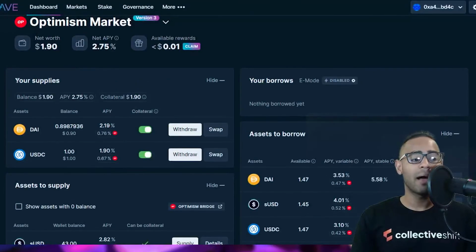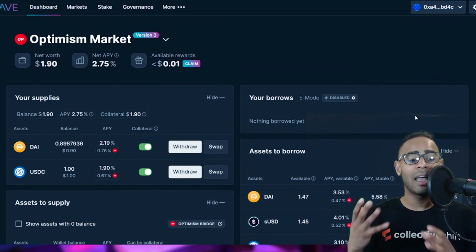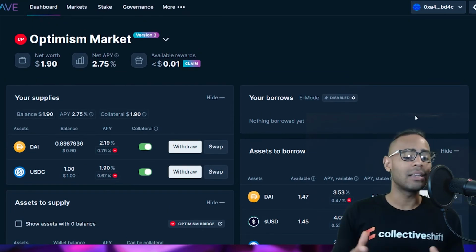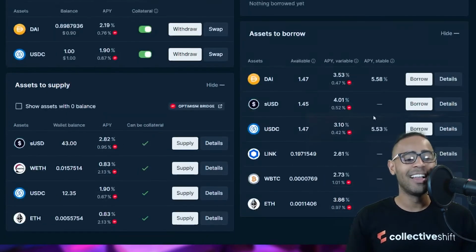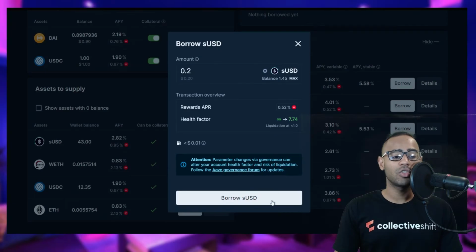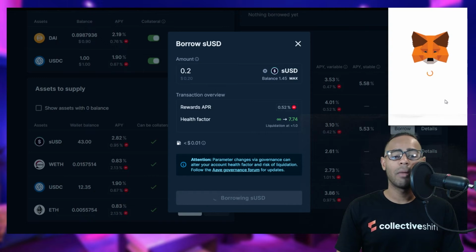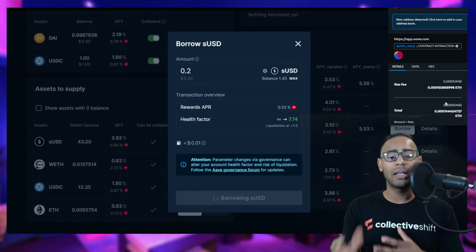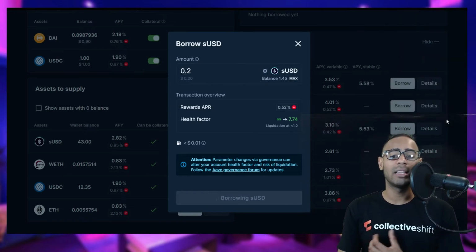These are now my supplies. I have 90 cents supplied in DAI, and I also have $1 supplied in Aave. That's basically how to lend assets in Aave on Optimism. Let's go ahead and borrow something from it. Let's borrow 20 cents of SUSDC. Because you have already given some collateral, you can go ahead and borrow against that collateral.